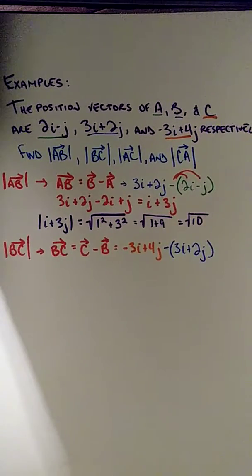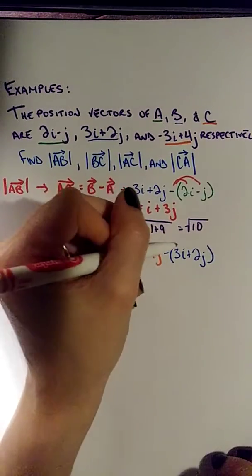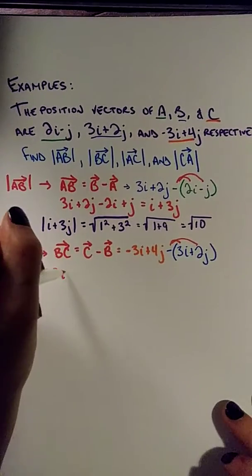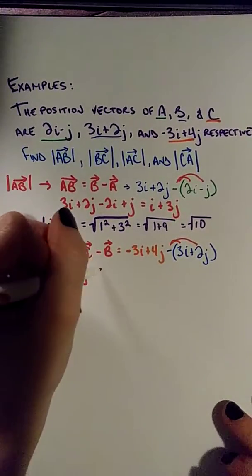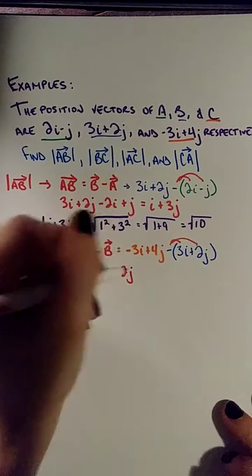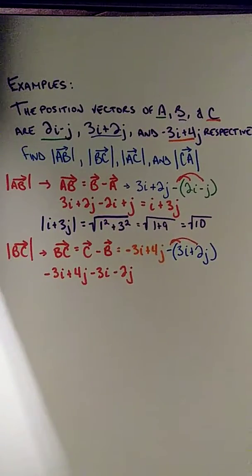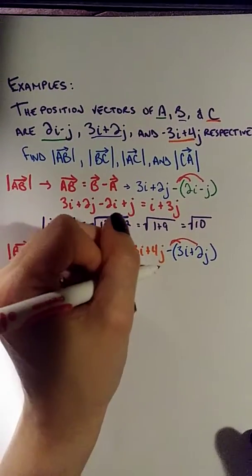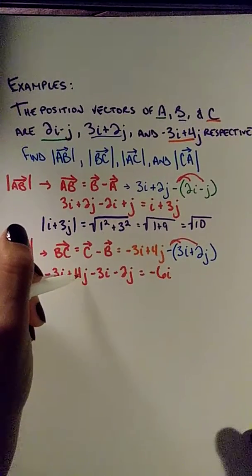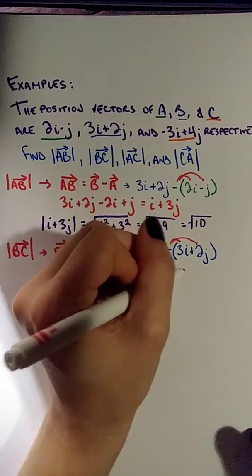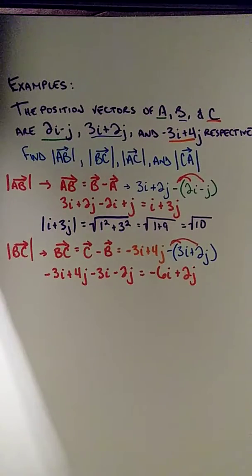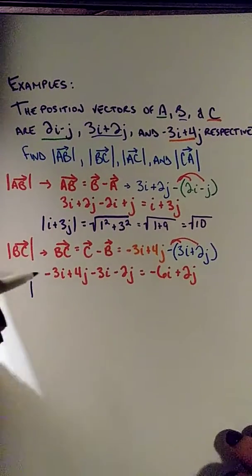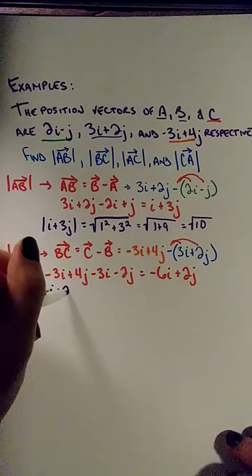So we'll start solving this by distributing our negative sign just like before. This has to go inside to every single term. So I'll end up with negative 3i plus 4j minus 3i minus 2j. I have to distribute that to everything inside. And when I go to simplify this, I'll have negative 3i minus another 3i. I'll have negative 6i. And I'll have plus 4j minus 2j, which is just plus 2j. So that's my resulting vector. That is vector BC. Now I need to find the magnitude of that vector. So magnitude of negative 6i plus 2j.